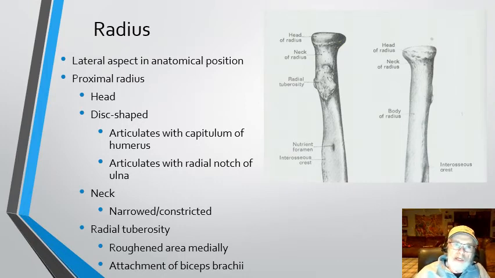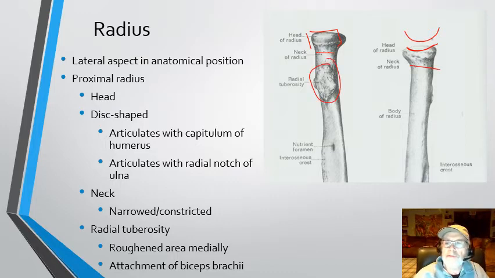Okay. Let's talk about the radius. Okay. The radius, here's the radial head. Okay. So we look at the radial head. Here's the radial head. And again, it's a little concave on that surface. Why? Because the capitulum's round. Perfect. Okay, and here's the neck of the radius. This would be the neck of the radius. Here's that radial tuberosity. Okay, so basically that's what we have. So the head, the disc-shaped head for the articulation with the capitulum.